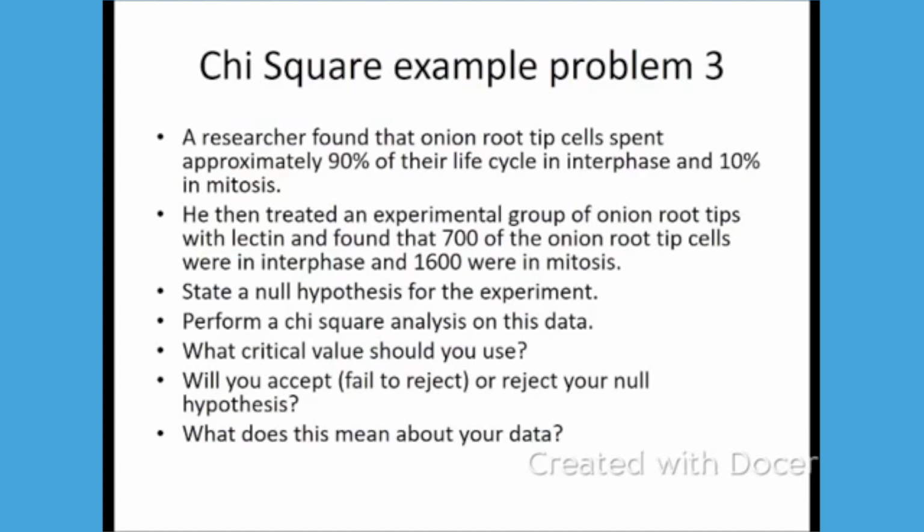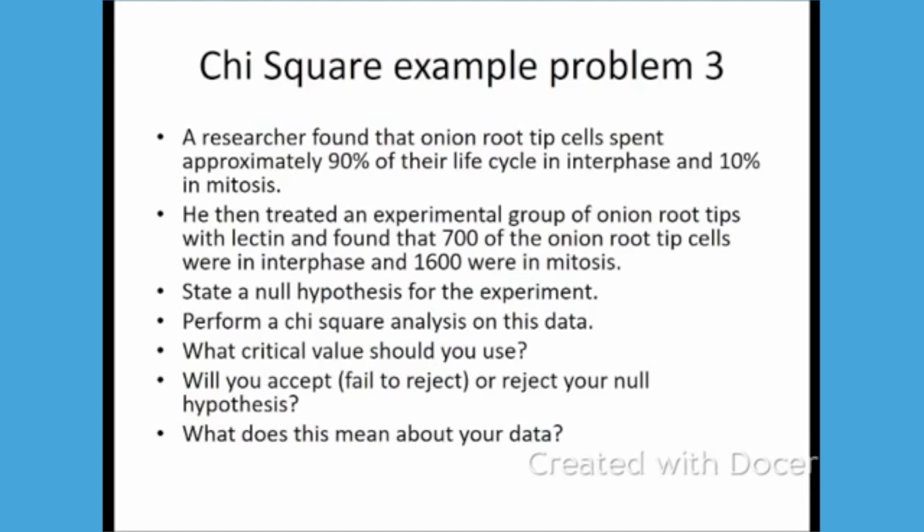So the first thing we're asked to do here is to state a null hypothesis. In this case, we're doing an experiment. Null means none, nothing. So what we want to say in our null hypothesis is that essentially whatever our independent variable is, it doesn't have an effect. So in this case, we're going to say that lectin has no effect on the cell cycle of onion root tip cells. That would be a valid null hypothesis. It may not be true, but essentially it's saying that the experimental treatment has no effect.